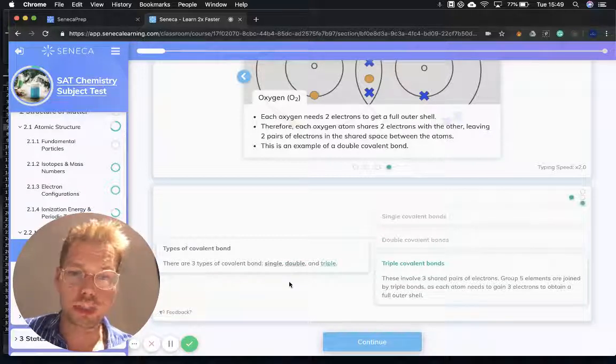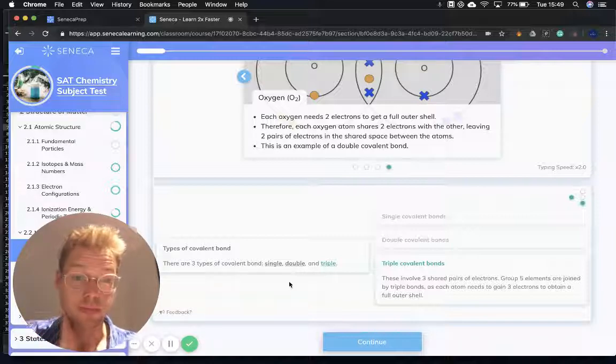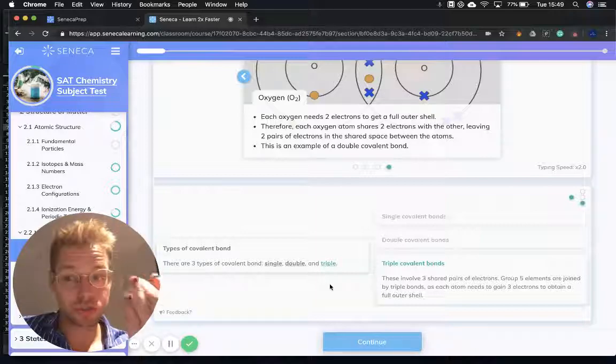Triple bonds, 3 shared pairs of electrons. So group 5 elements are joined by triple bonds, as each atom needs 3 electrons to gain a full outer shell. Handy rules to remember.